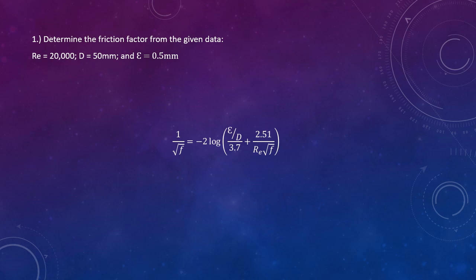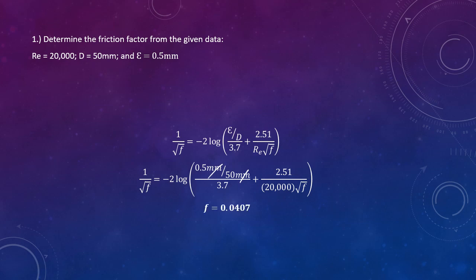Substituting the values given in the problem, E is equal to 0.5 millimeter, D is equal to 50 millimeters, and the Reynolds number is 20,000. So cancel millimeters, and solving for f, the friction factor is equal to 0.0407. Final answer.